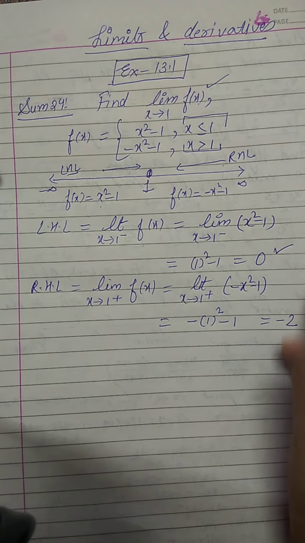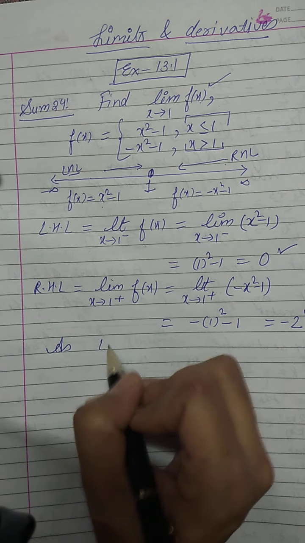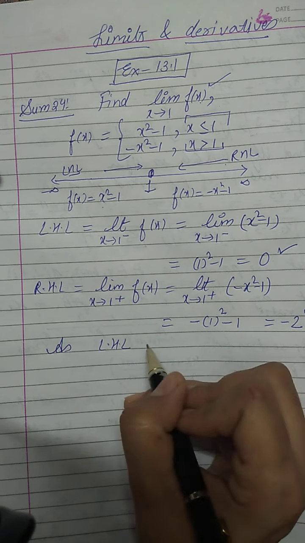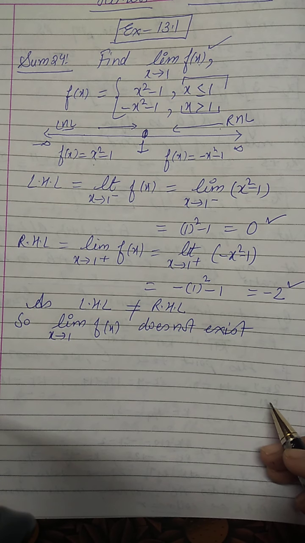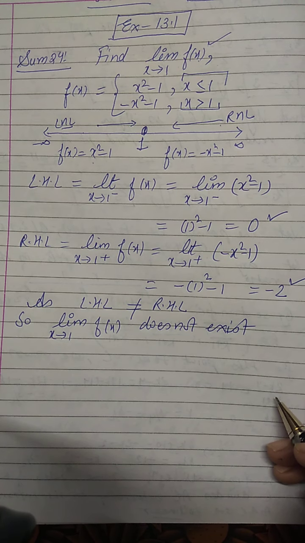LHL answer is 0. RHL answer is minus 2. So we write that the left hand limit is not equal to the right hand limit. So the conclusion will be that the limit as x approaches 1 of f of x does not exist. Either we can write it this way, or we can say that the limit of the function f of x when x approaches 1 does not exist. So this is our sum number 24.